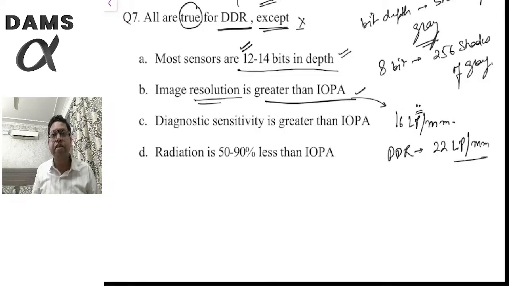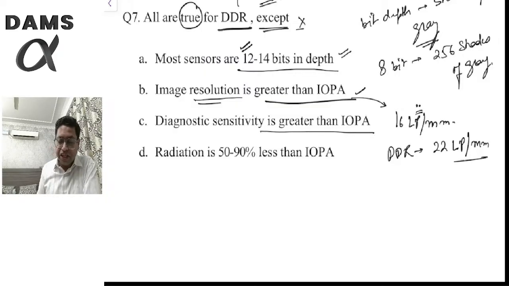LP stands for line pairs. So the limit of resolution of an IOPA is 16 line pairs per millimeter. That of a typical RVG system is up to 22 to 24 line pairs per millimeter. The diagnostic sensitivity is greater than IOPA, and the radiation is 50 to 90% less than IOPA.